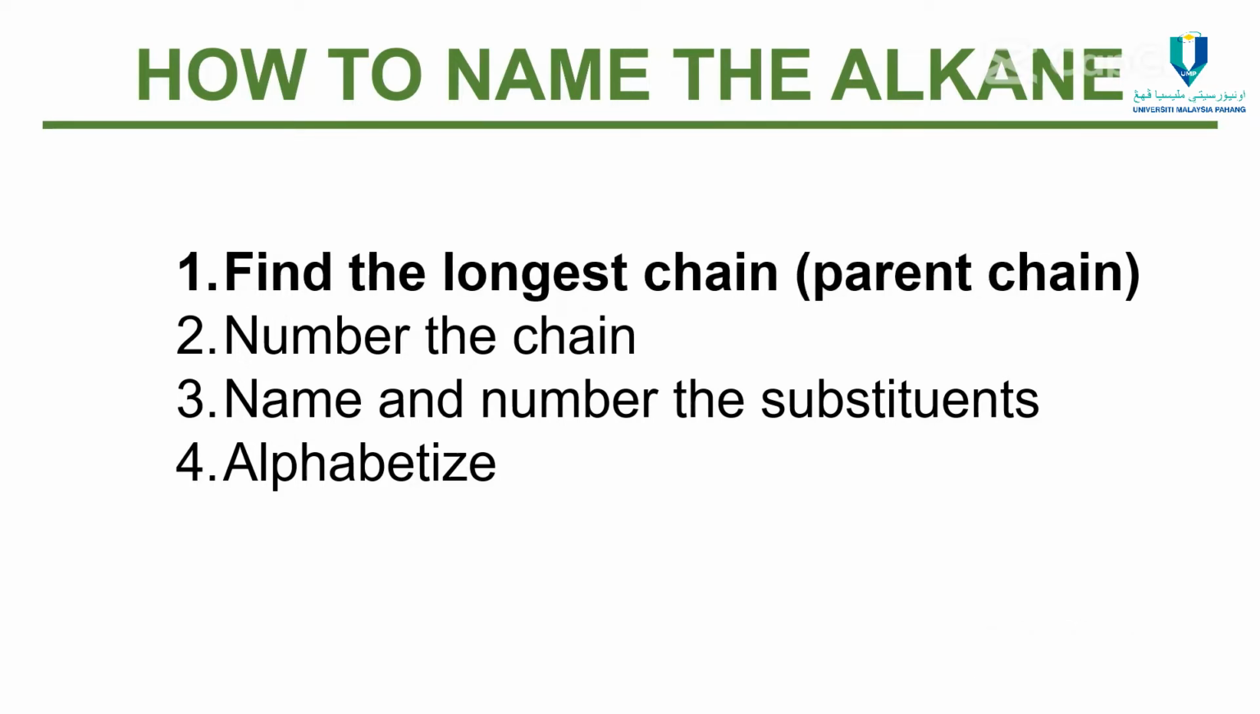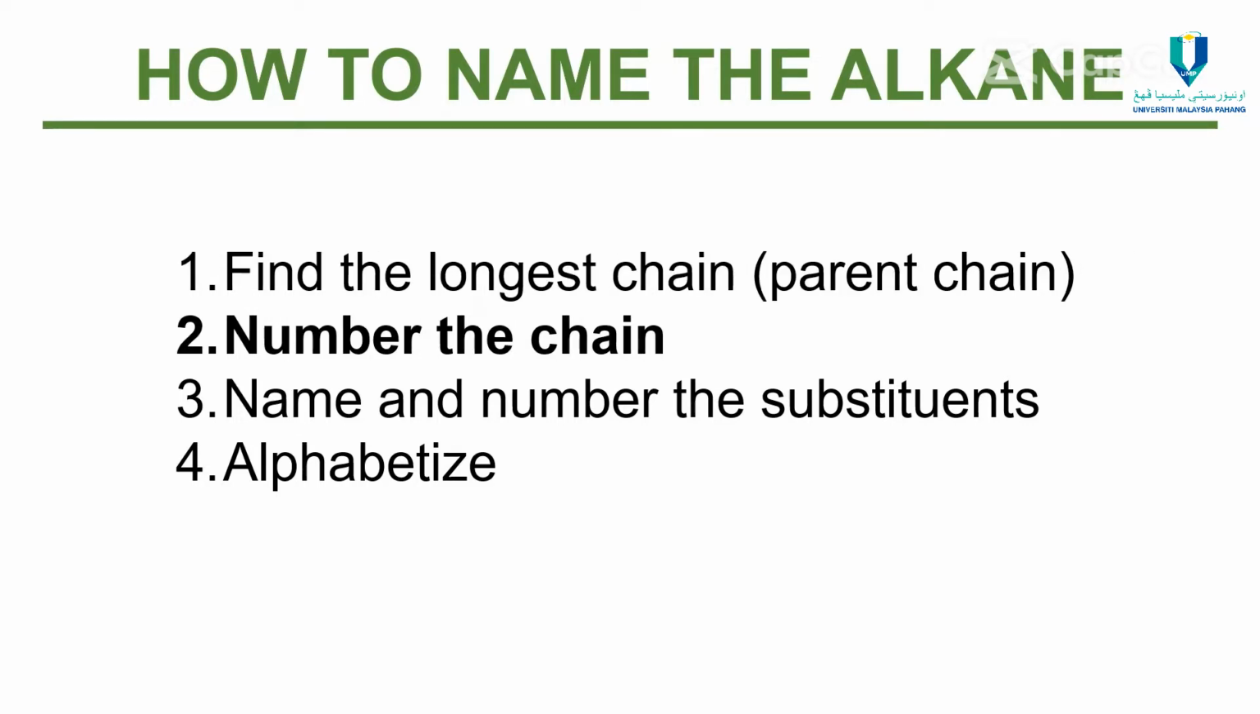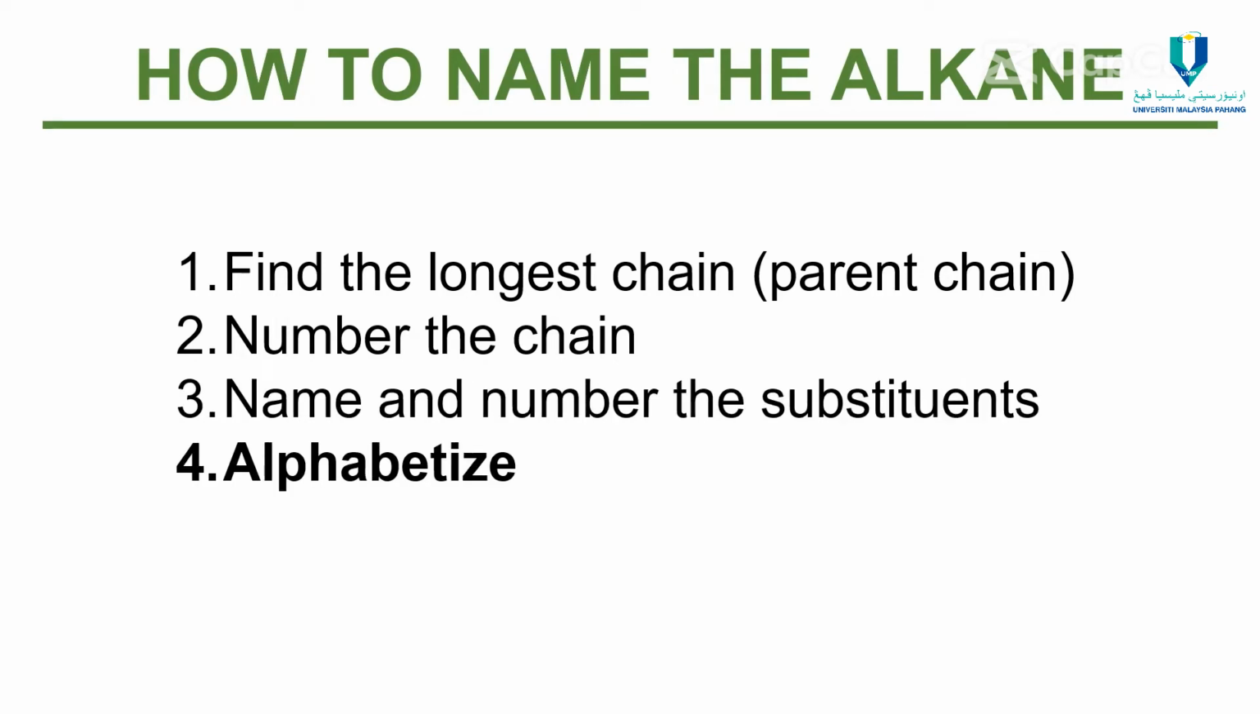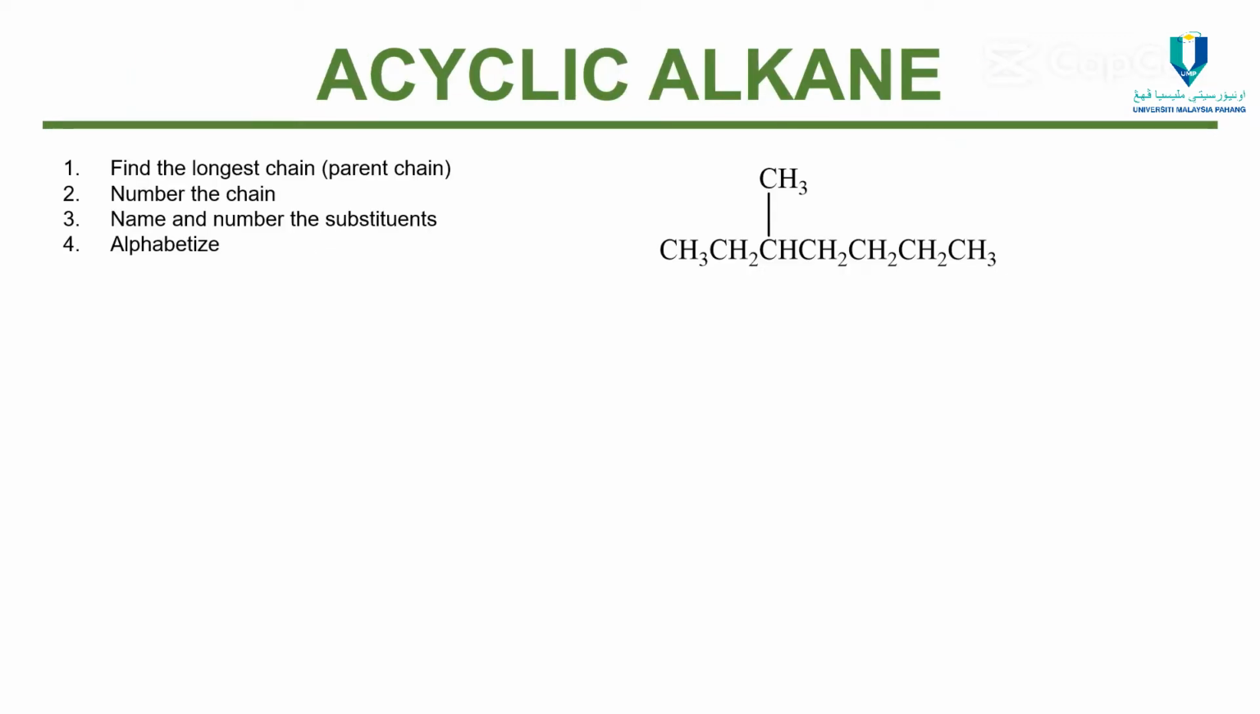Okay, the first one is you have to find the longest chain. And second, you have to number the chain. Third, you have to name and number the substituents. And last, you have to arrange the substituents according to alphabet order. Alright, the first example, a cyclic alkane.